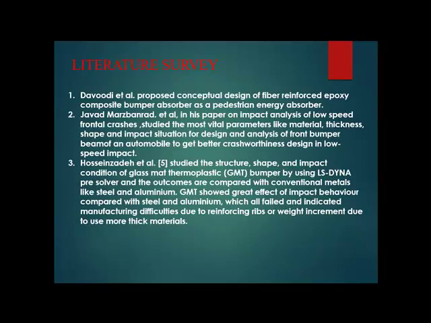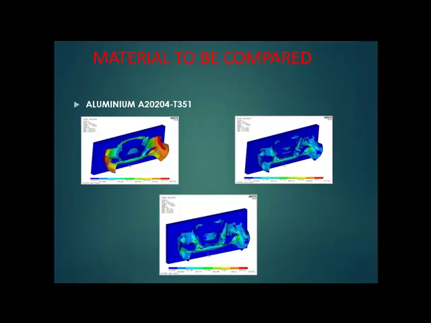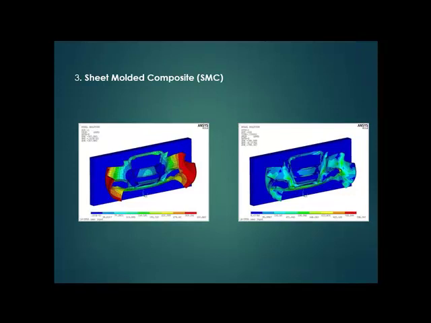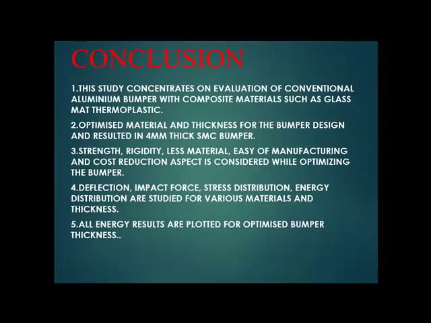The literature survey. In the literature survey, we have studied about a proposed conceptual design of fiber reinforced epoxy composite bumper as a pedestrian energy absorber. And you can see a few more literature surveys which we have done, and the materials to be compared. We have done our project on an aluminium A2024 T351 series bumper, glass mat thermoplastic, which is defined as GMT. This is one more material we have used in our project, and the sheet molding compound, SMC.